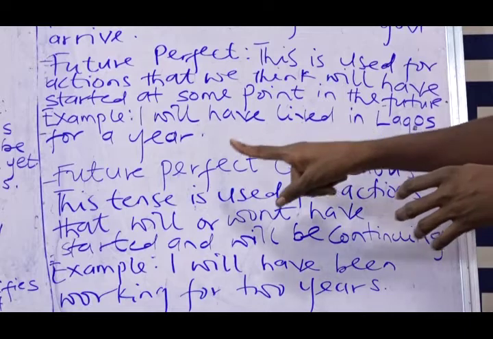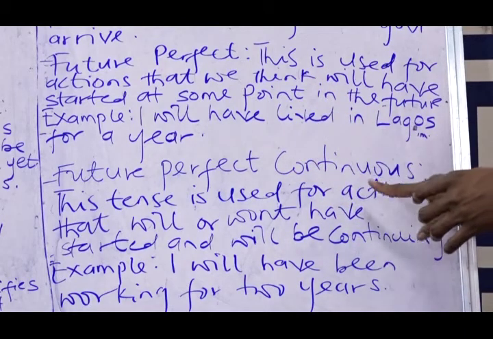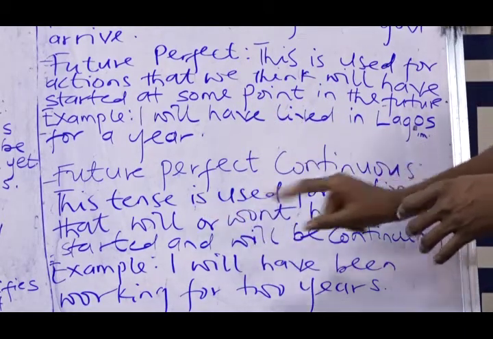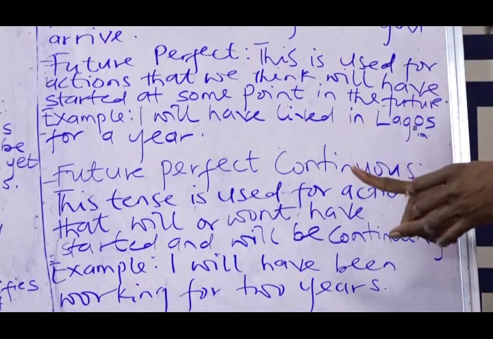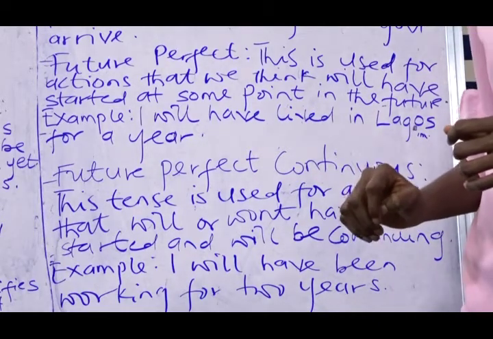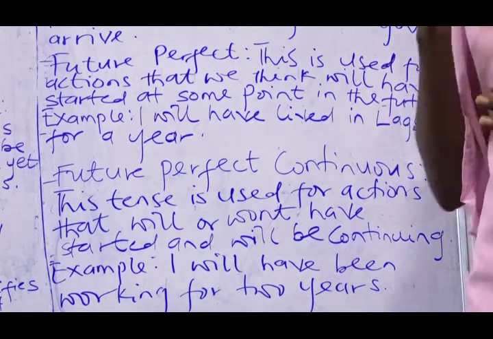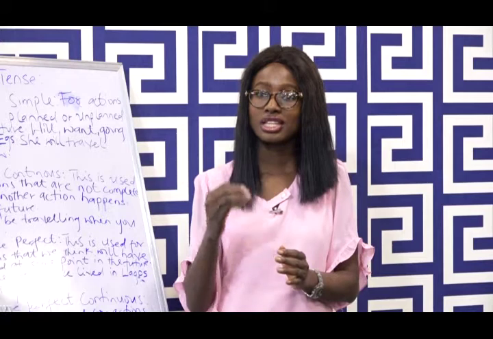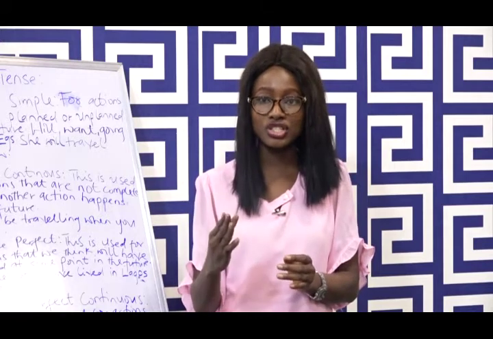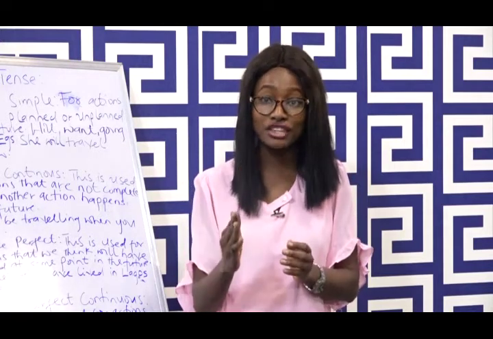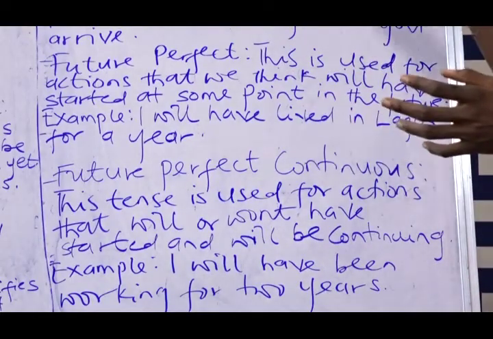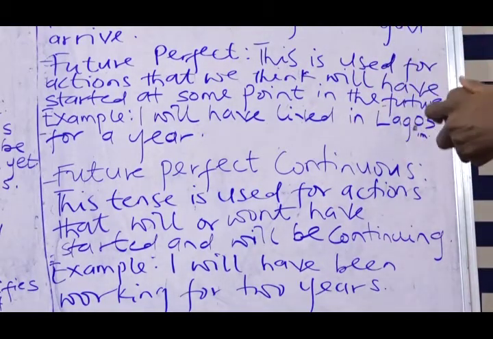Now, remember, this tense is used for actions that will or won't have started and will be continuing. It is not about it starting or not. It is about it continuing. It has started and it will continue at some point in the future. Now, that is it for the future tense.